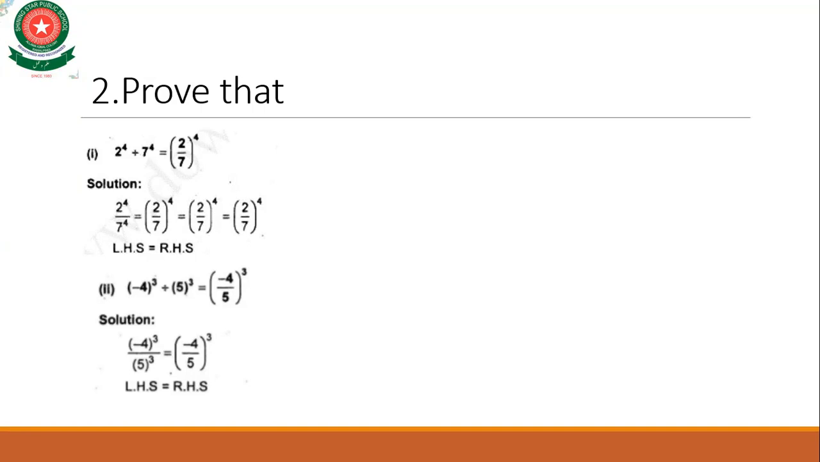So here minus 4 is a and 5 is b. So we can write this in the fraction form as follows: minus 4 by 5 power 3, which is equal to the right hand side. So we have proved that left hand side is equal to right hand side.